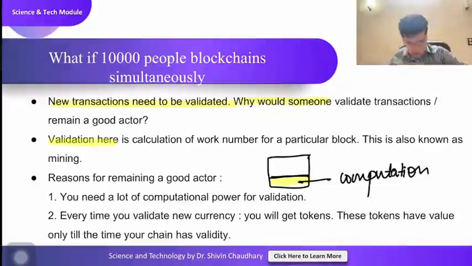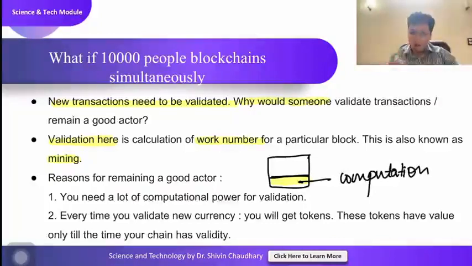This validation here, validation of a new transaction, to understand that this new transaction is fine with our previous chains, also requires the calculation of the work number. It also requires you to see the previous blocks, right? This process of validation of adding a new block to the existing blocks is what is called mining. Those who say blocks of Bitcoin have been mined, this mining is this validation of new transactions happening.